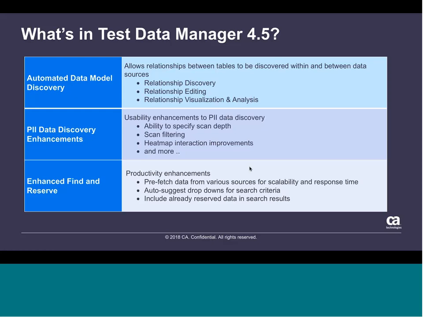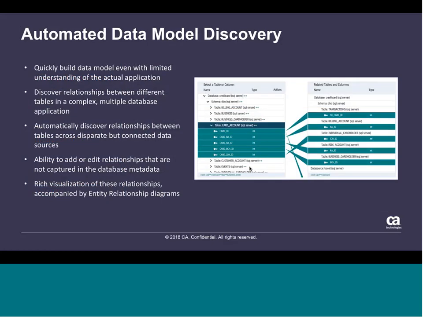We have enhanced PII data discovery. So it's not just what we had in 4.4. We have made a whole bunch of usability enhancements to PII data discovery, and I think that significantly improves the value that users can easily get out of our PII discovery flow. And then finally, we have also made some productivity enhancements to find and reserve. We will try to cover all of these features in demos, but before I jump into that demo, let me drill down into each of these features separately.